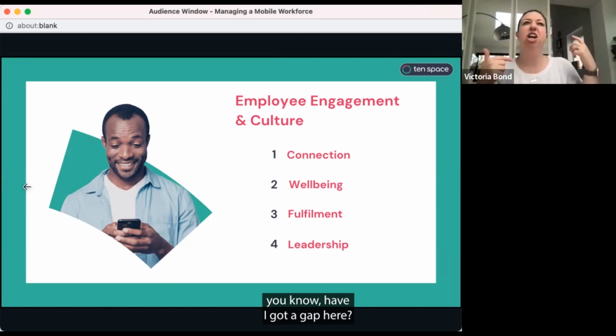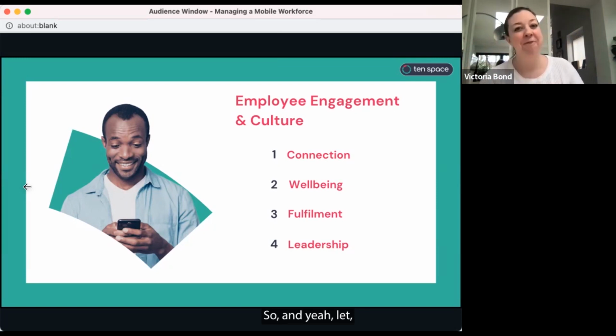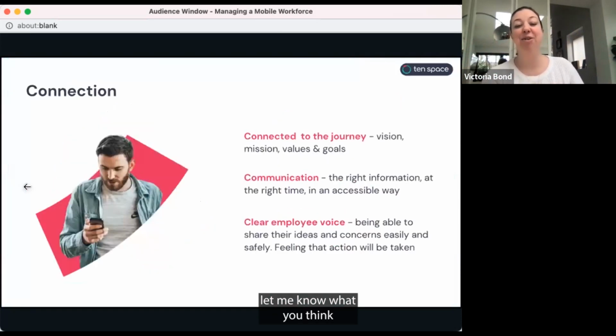So as I'm going through, if you've got these types of populations, I share this to help you build up, have I got a gap here? Do I need to be doing something extra over here? Do I need to be over-indexing in this area, etc.? So yeah, let me know what you think as we go through. So thinking about connection then.